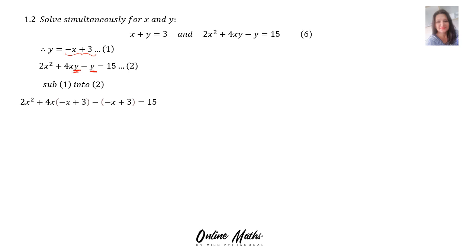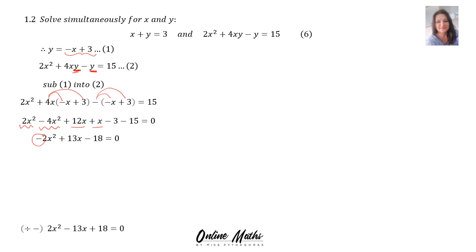So what's going to happen is now I'm going to take the plus 4x and multiply into minus x plus 3, and I'm going to take the minus 1 and multiply it in. You say you use the distributive property of multiplication. Then I'm going to add all my like terms. 2x squared minus 4x squared is minus 2x squared, and 12x plus x is 13x. Now I want to factorize, but I cannot factorize if there's a minus in front of x squared. Therefore, I will divide right through by a minus.